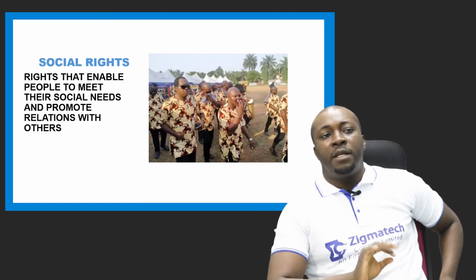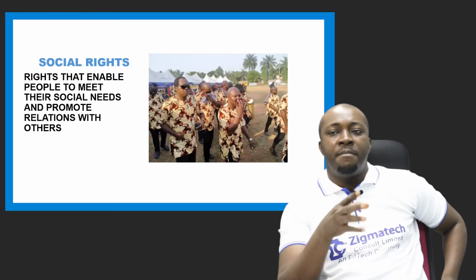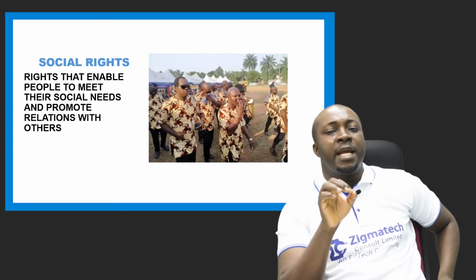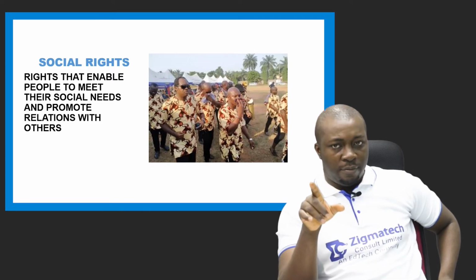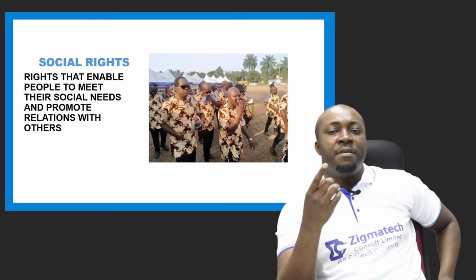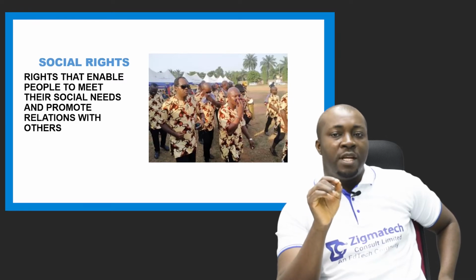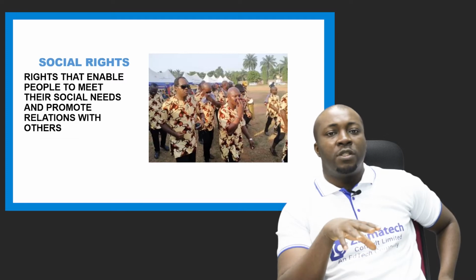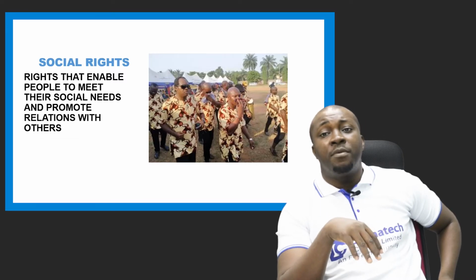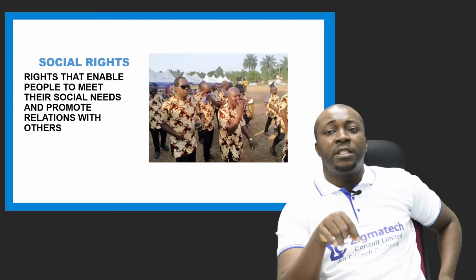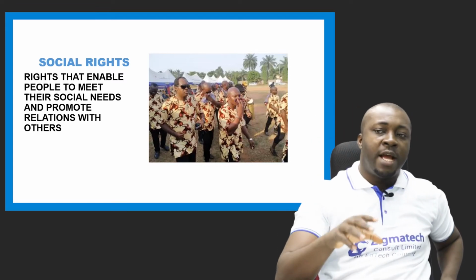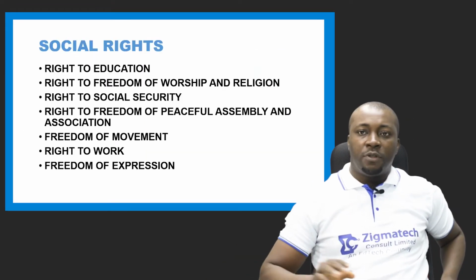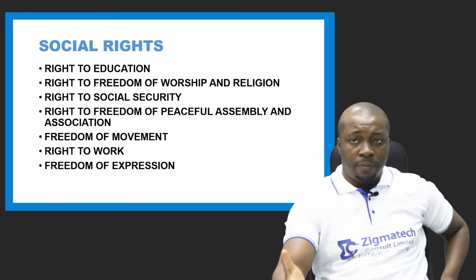Man finds fulfillment in relating with other members of the society, and they cannot be alone. Now, these are rights that enable people to meet their social needs and promote people's relations with others. They are also referred to as rights that protect us in our relations with other people. Now, examples of this right: one, right to education.